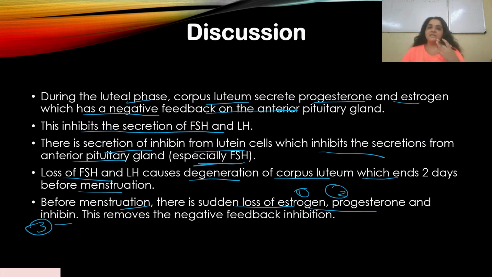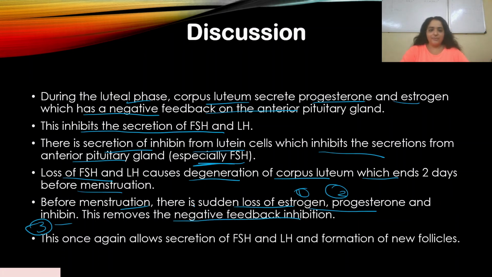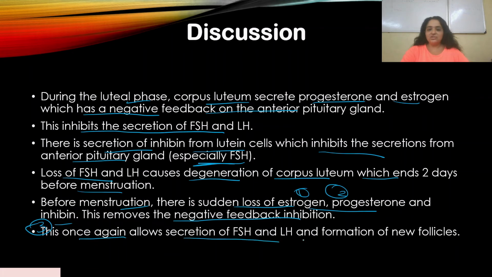So the same cycle repeats itself every month. So this is how menstruation also happens. This removes the negative feedback inhibition, so this once again allows the secretion of FSH and LH and formation of new follicles. So I've explained how corpus luteum plays a role and how degeneration of corpus luteum then eventually results in menstruation. So basically this is what's happening.